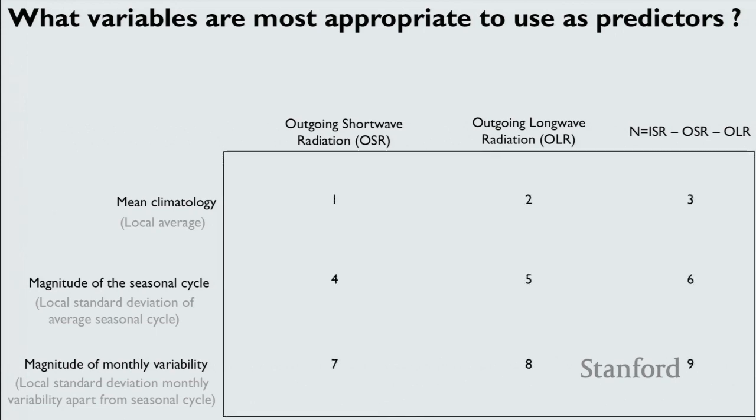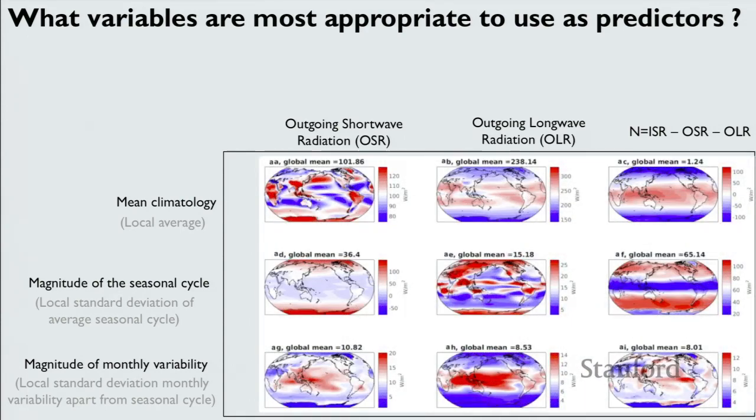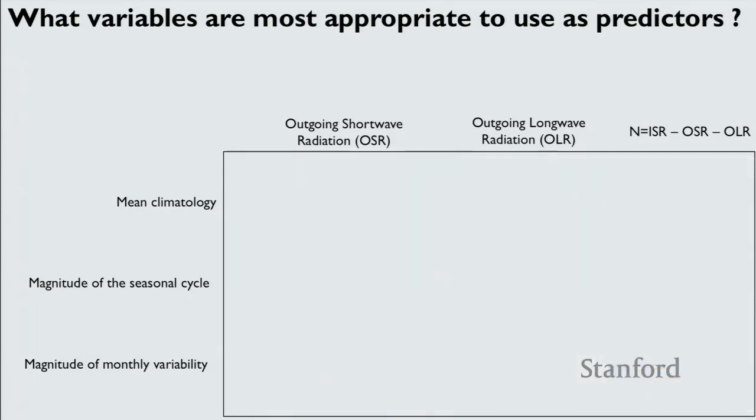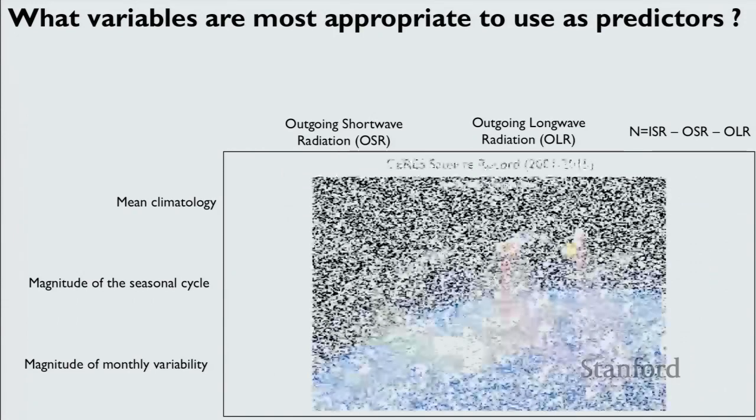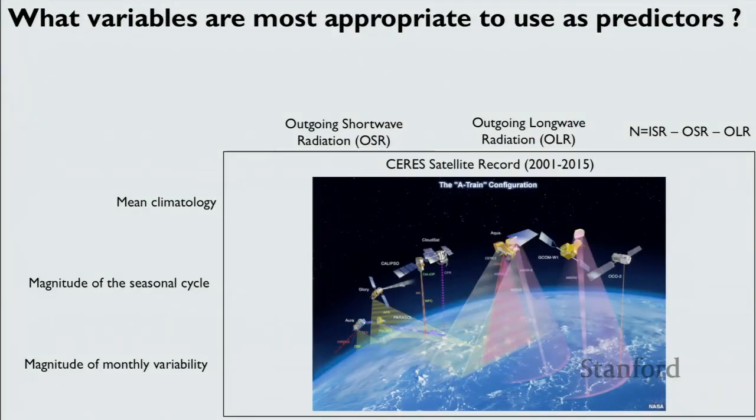So with these three variables and three attributes, we have nine predictor fields, we call them. And just to give you an idea of what these look like, these are model averages for these nine predictor fields. We take these then and we use satellite observations over this time period of the recent past where we have good observations.